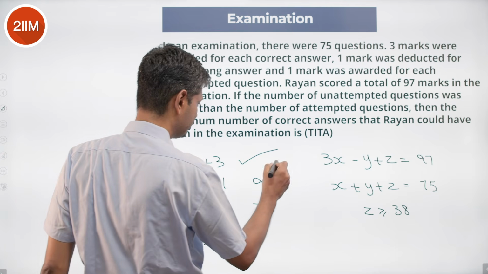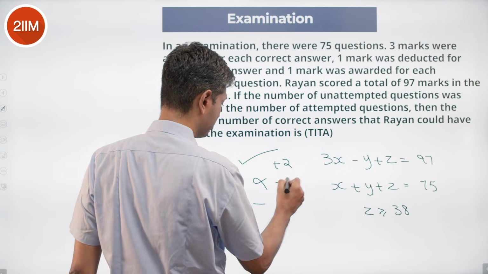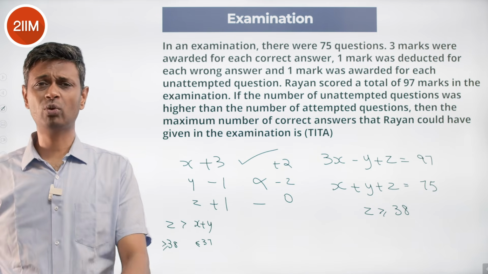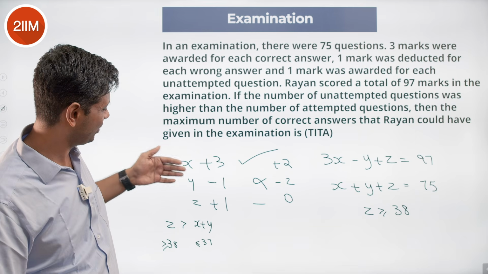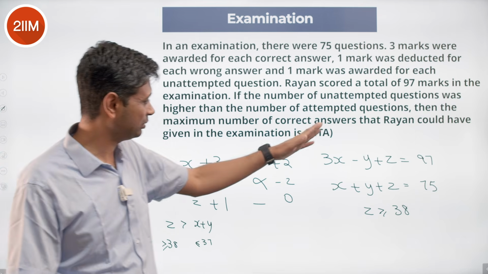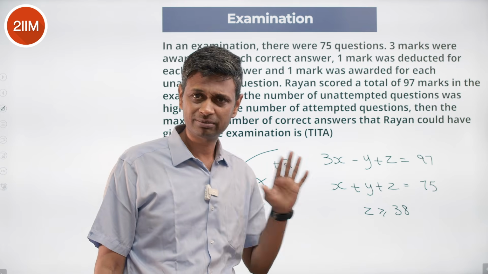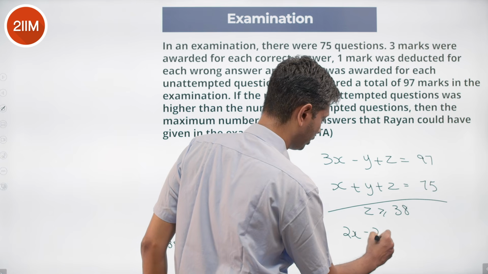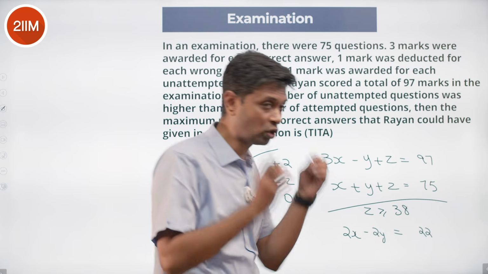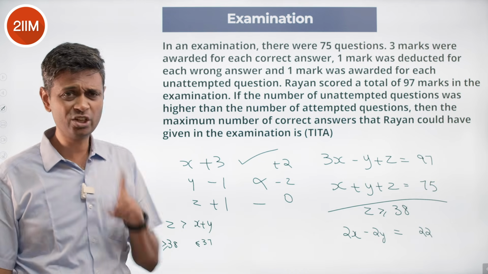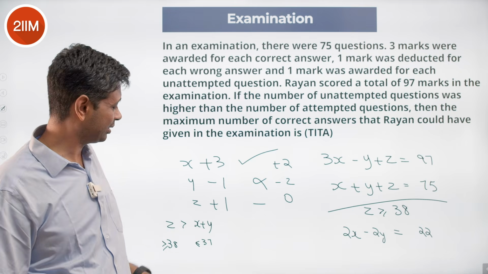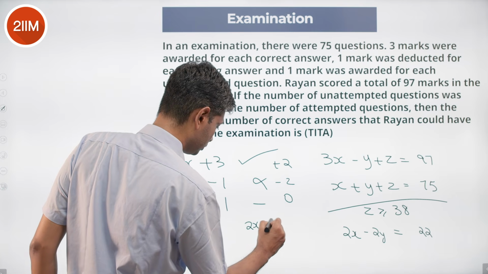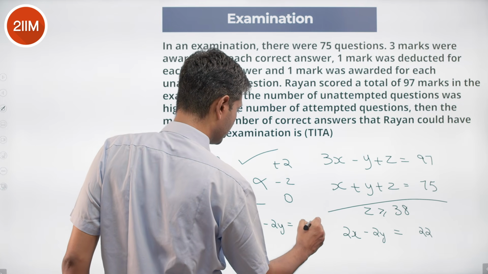That is, every plus 3 will become plus 2. Every minus 1 will become minus 2. Every 1 will become 0. Unattempted questions, you get 0 marks. I'm removing x, y, z totally from it. From this, we subtract x plus y plus z. Algebraically, what are we doing? We're subtracting this equation from this. 2x minus 2y equals 22. Conceptually, what are we doing? We're removing 75 marks, cutting 1 mark from each question. The total mark is not 97, it's only 22. You get 2x minus 2y equals 22.